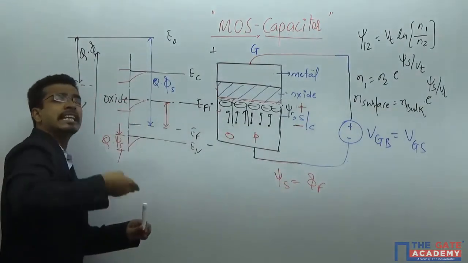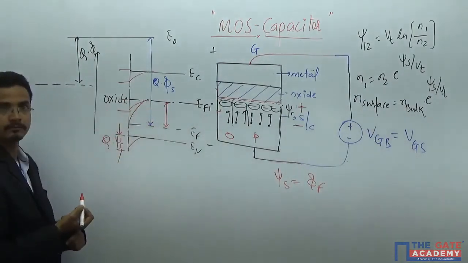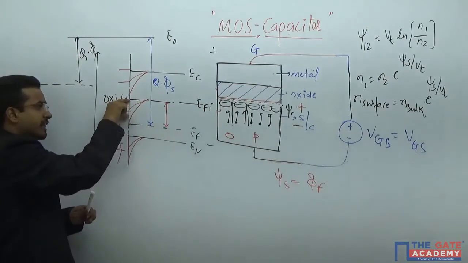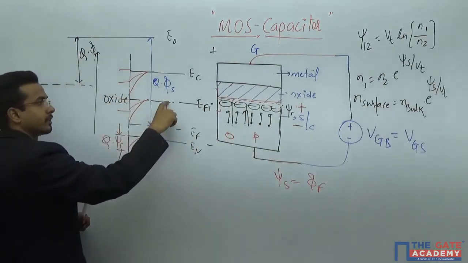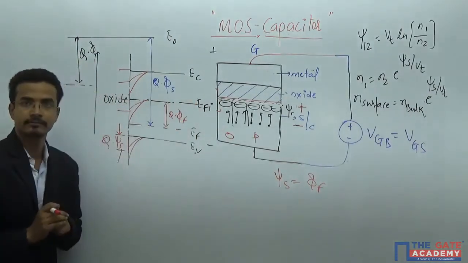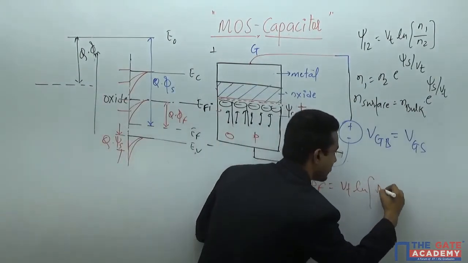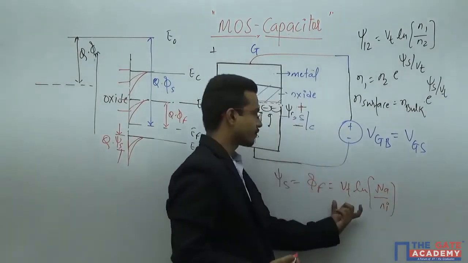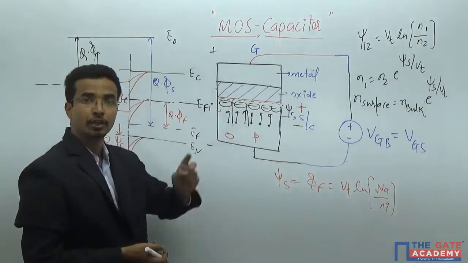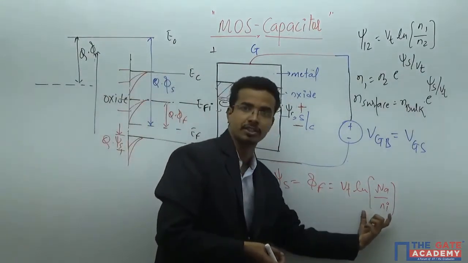That means if you keep on increasing the bending, the banding will become something like this. Whenever this banding keeps on increasing and comes up to here, you will know this value is q times phi F, the Fermi potential. And you know the Fermi potential is Vt ln(Na/Ni). This is basically the Boltzmann relation, and I hope you have studied this in junction theory, p-type and n-type materials. Whenever you make the junction, you get such Fermi potentials.